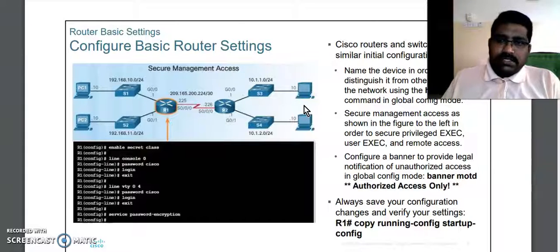To secure the user EXEC mode, we have to use the command line console 0, and then the given password is Cisco. So password Cisco. You have to activate this password by using the command login. Like that, you can configure the password for the virtual terminal lines, that is the remote access. For that, you have to use the command line vty 0 to 15, and then password Cisco, and then to activate the password, you give the login command.